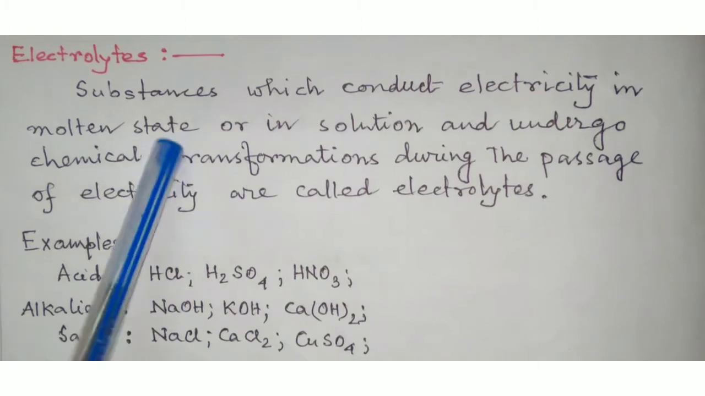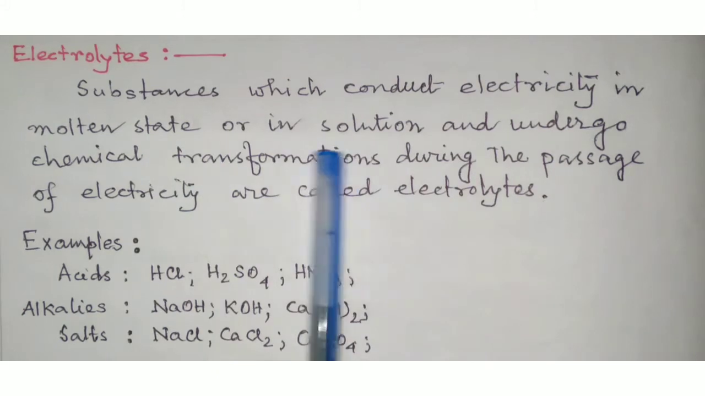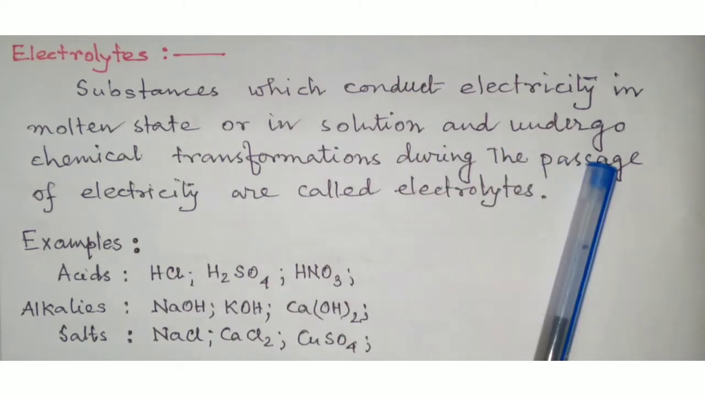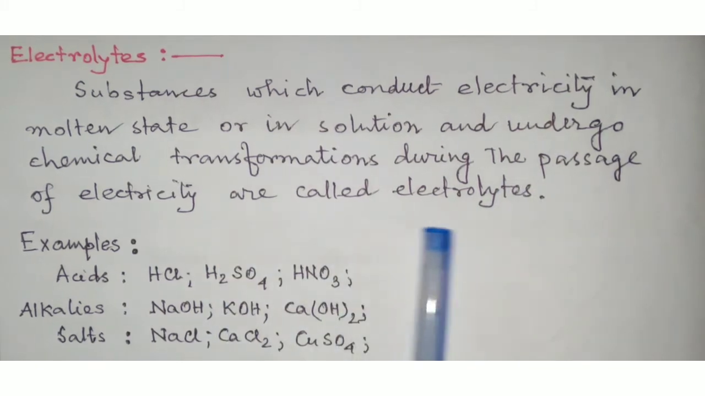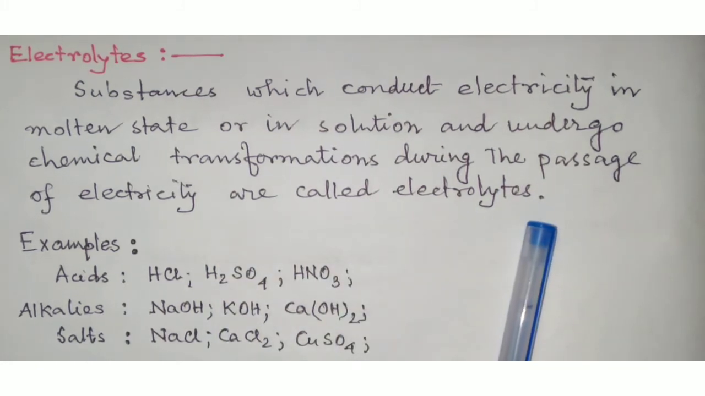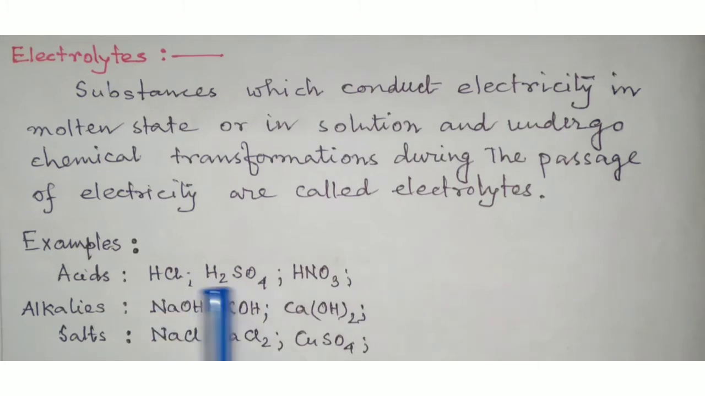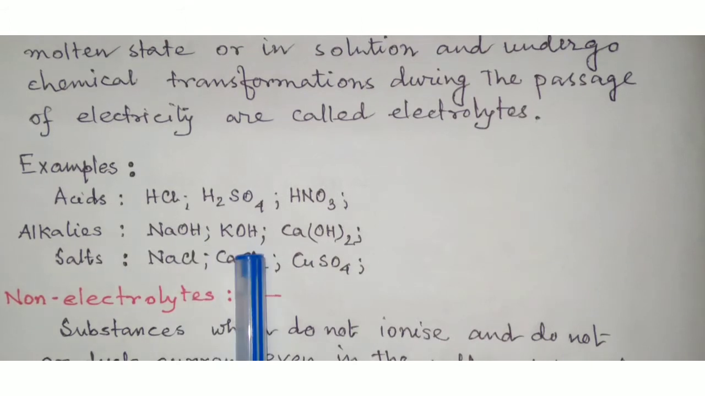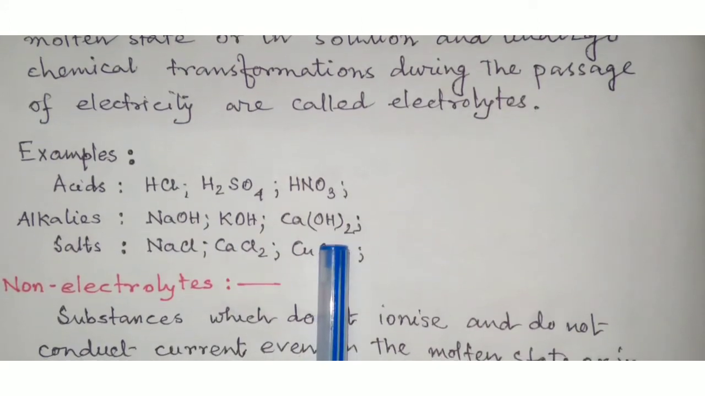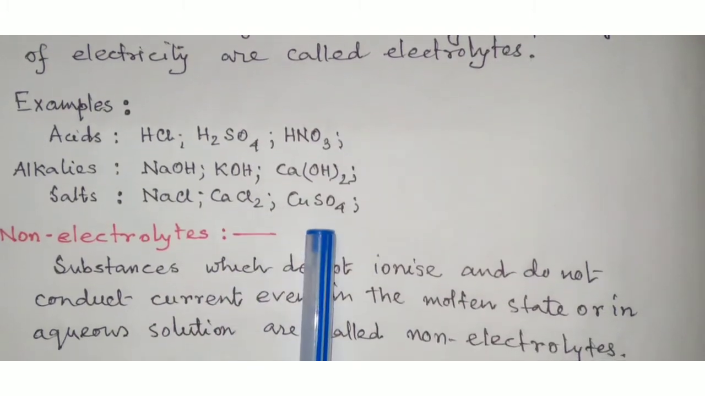Substances which conduct electricity in the molten state or in solution and undergo chemical transformation during the passage of electricity are called electrolytes. There are various examples of electrolytes, for example acids: hydrochloric acid, sulfuric acid, nitric acid. Alkalis: sodium hydroxide, potassium hydroxide, calcium hydroxide, etc. And salts: sodium chloride, calcium chloride, copper sulfate, etc.